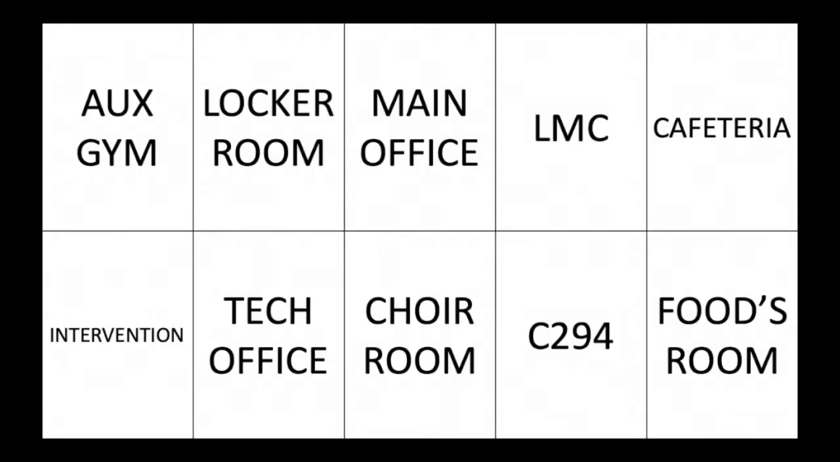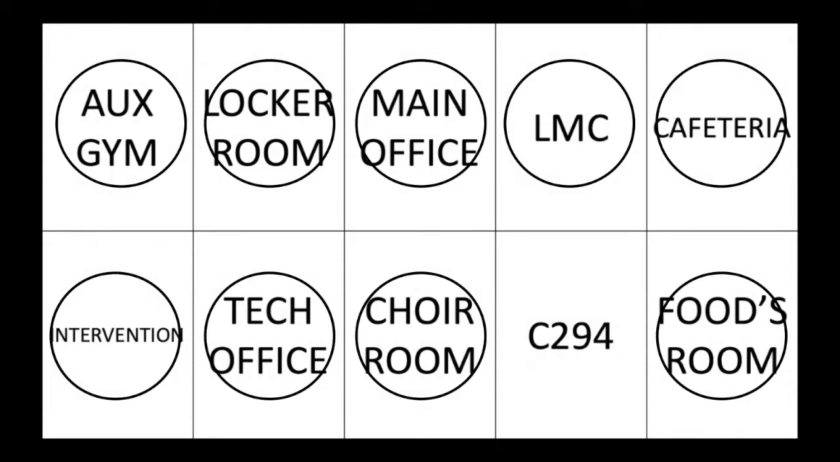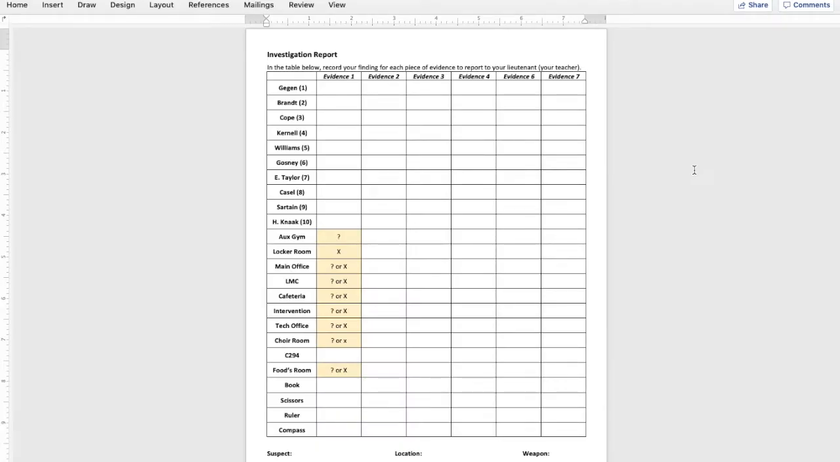Through our investigation of evidence 1, we looked at the following places. We examined 9 different locations within Oak Park High School to determine where the murder could have taken place. On your investigation report, please make sure your name is at the top in front of investigation report, so your lieutenant knows who this belongs to.